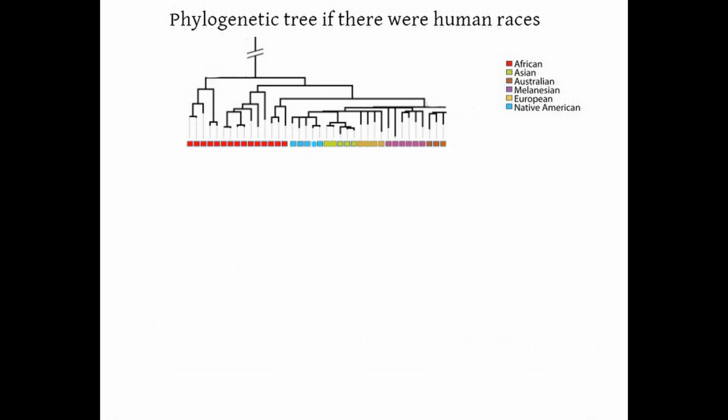This is a phylogenetic tree that would be expected if each continent had a specific human race. In this imaginary tree, all Native Americans have a common ancestor who is not an ancestor of the other groups. The arrow points to the supposed common ancestor. The same would happen with the other populations. Well, when DNA sequences in humans are analyzed and compared, this tree doesn't come out.